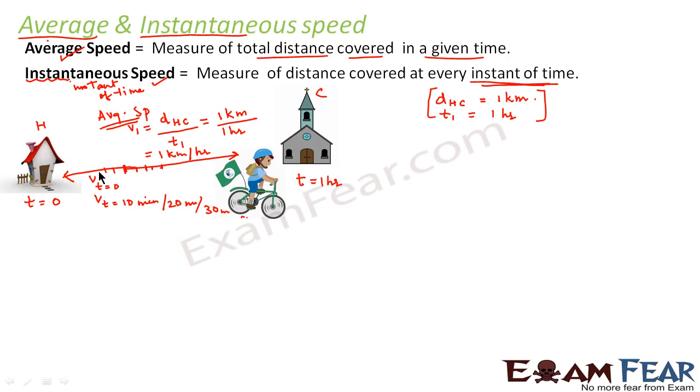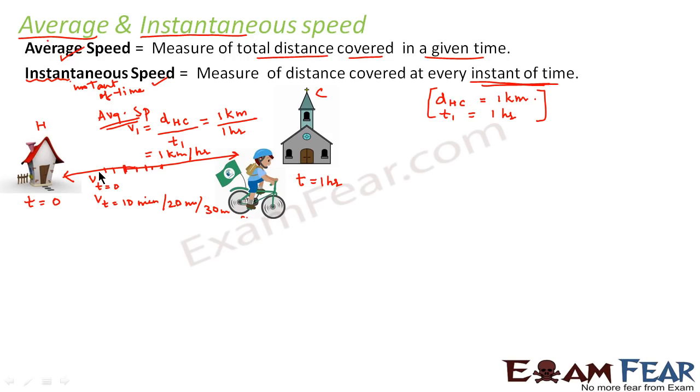So I hope you are clear with what is average speed and what is instantaneous speed. Right now I took a small example just to make you understand the very basic definition of average speed and instantaneous speed. Now we will proceed with this example in a broader way and we will see what values we get for average speed and instantaneous speed.